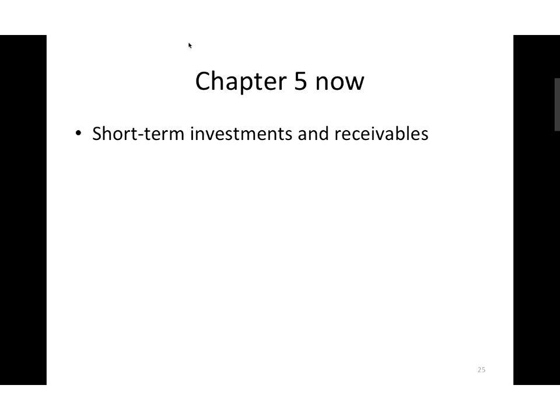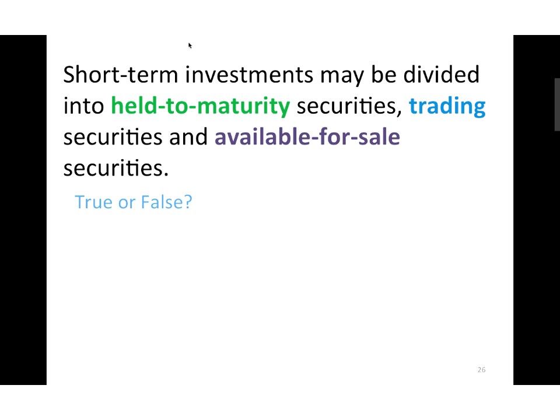You had video lectures last night on this chapter, so we're going to start out with a couple questions. The first question should be an easy one, a 50-50 shot. Short-term investments may be divided into held-to-maturity securities, trading securities, and available-for-sale securities. Is that true or false?